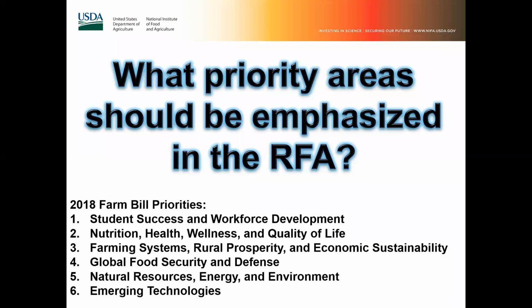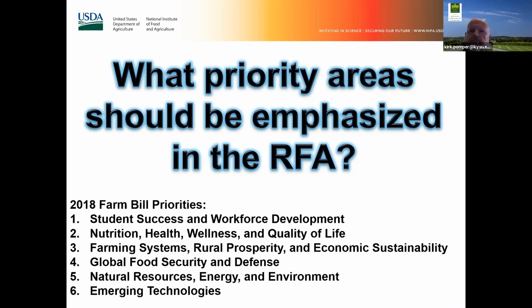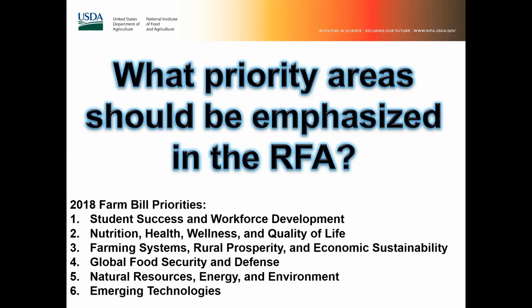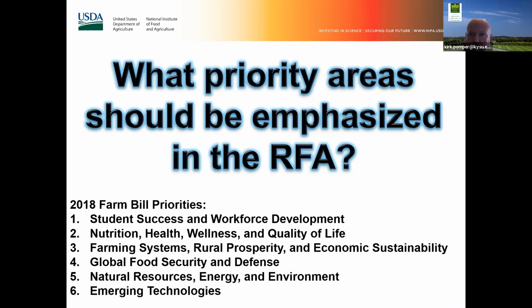Okay, let's move to Kentucky State. For us, we'd like to emphasize the original three that we've already started: the student success, global food security, and then farming systems. After those three, we'd like to recommend also the nutrition and health, followed by the natural resources. And emerging technology would be at the bottom of our list.